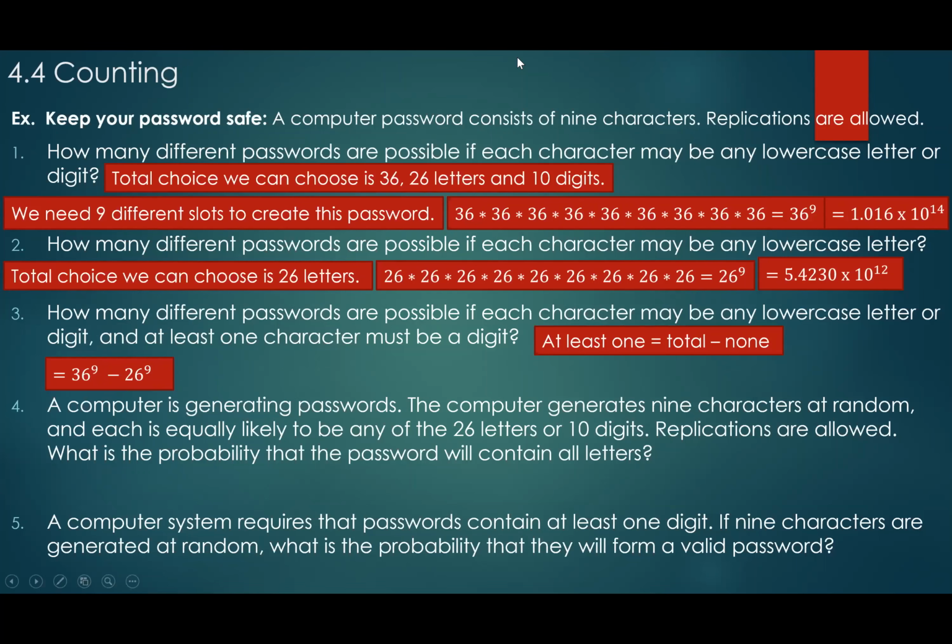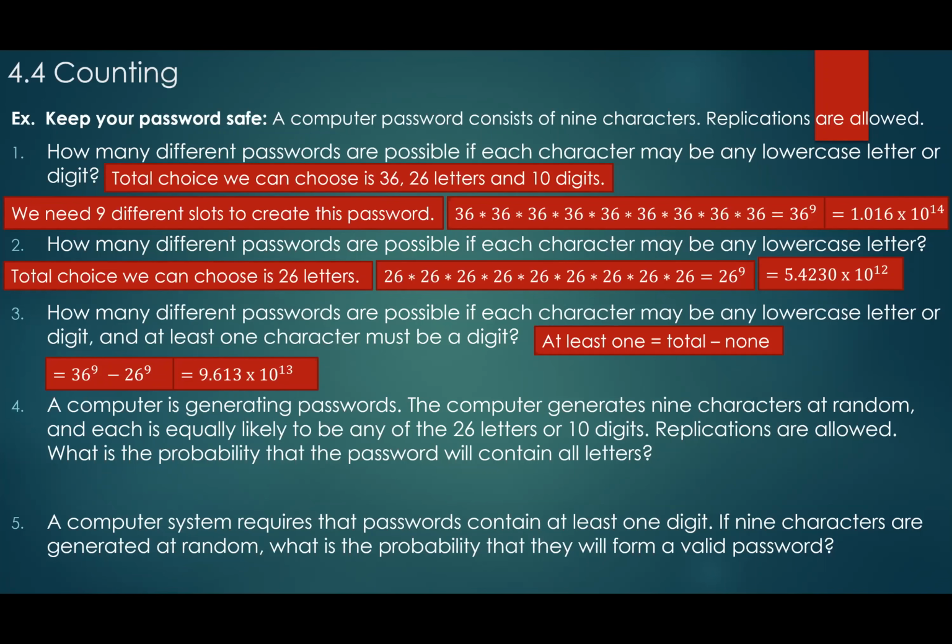minus 26 to the 9 power. If you take this, your answer will be 9 point something, and this is where you round. You only round, like I mentioned, at the end, on your final answer. Don't round in the middle of your process, okay? All we do is take the total of number 1 minus the total of number 2. This will give me the at least one digit, right?